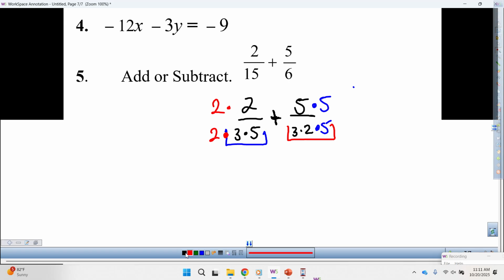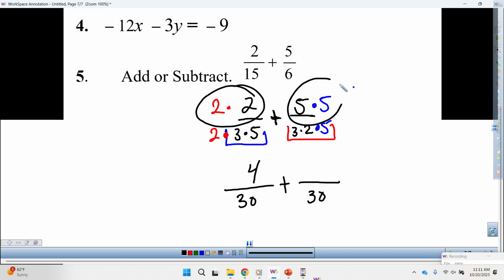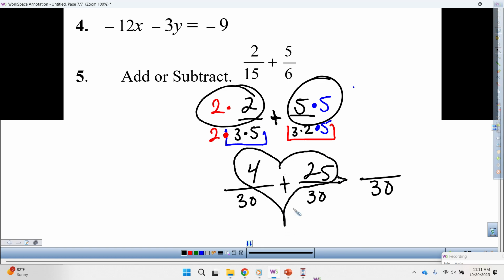So now we have a common denominator. What's our common denominator? Let's see. What is 2 times 3 times 5? 30. Is that 30 as well? Yes. So 30 and 30. What's on our numerator? What is 2 times 2? What is 5 times 5? Therefore, common denominator is 30. Then we just add the numerators, put a heart. Aww. So 4 plus 25, that's 29.